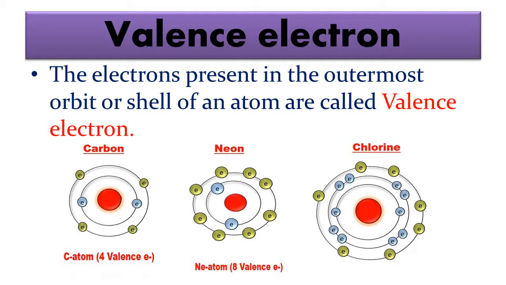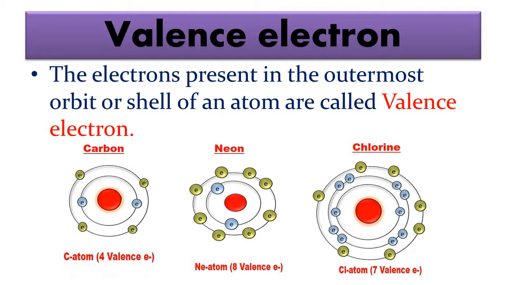That's why neon will never take part in chemical combination. For chemical combination, the atom should accept or lose electrons, but its octet is completely filled, so it will not take part in a chemical combination or reaction. Now the third one is chlorine. If you notice, there are a total of 7 valence electrons in the chlorine atom.